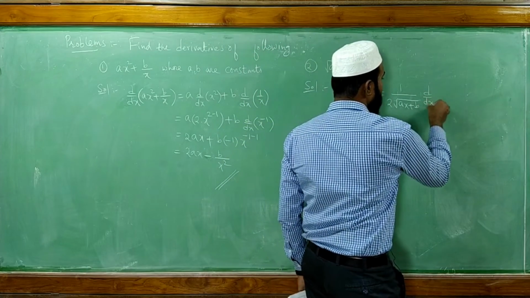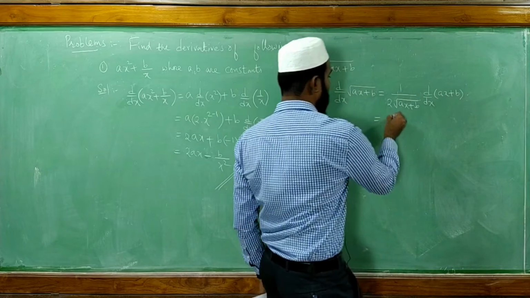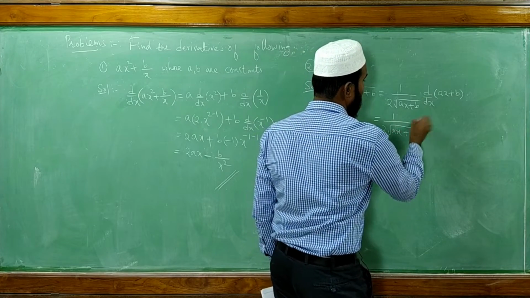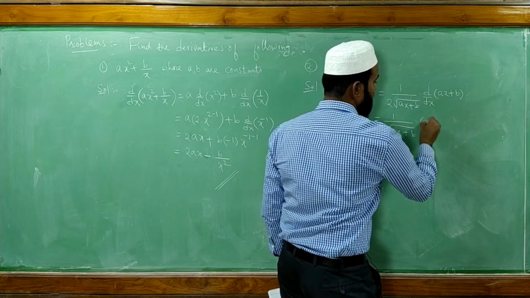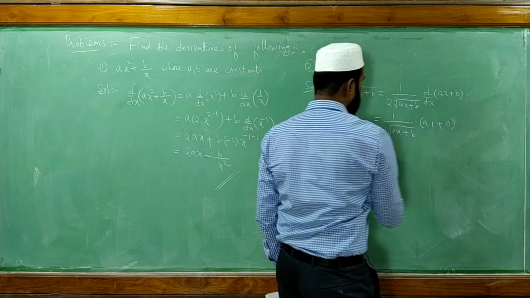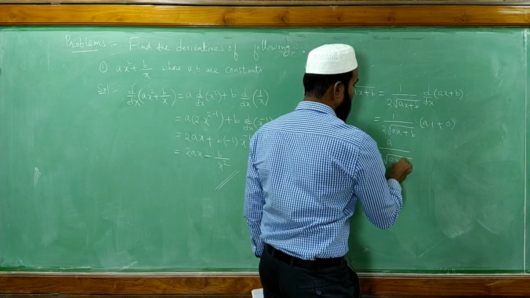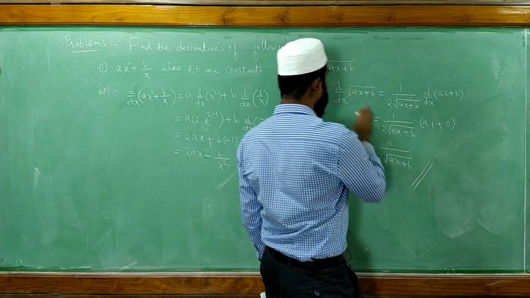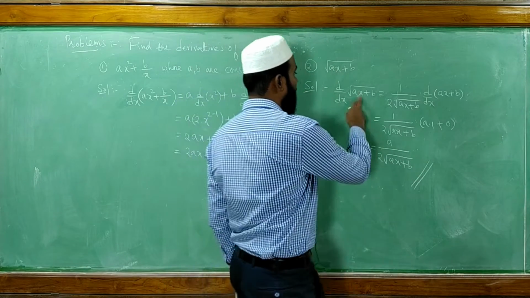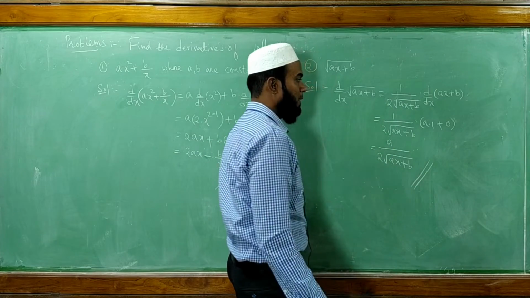Again, the derivative of ax plus b, right? So this is equal to 1 by 2 into square root of ax plus b into a as it is, derivative of x is 1 plus derivative of b is 0. So what will remain here? A by 2 into square root of ax plus b. This is the derivative of square root of ax plus b.